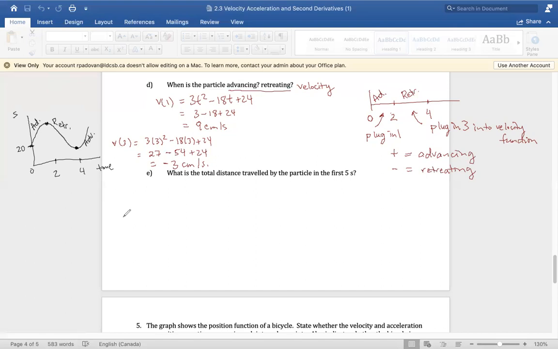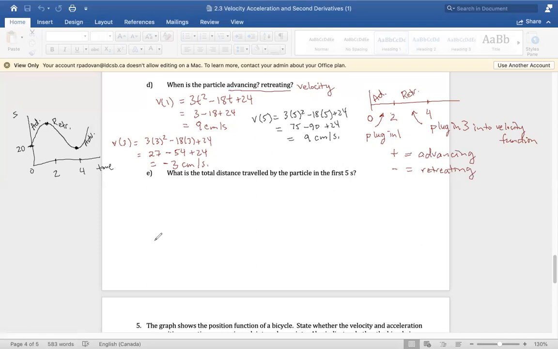And if we wanted to even just test that out at a velocity of 5, just picking a value after 4, plugging that in, I'd have 3 times 5 squared minus 18 times 5 plus 24. You have 75 minus 90 plus 24. So I end up with a value of 9 centimeters per second. But all I really care about is that it's a positive number. Because it's positive, it's proving again that it's advancing.